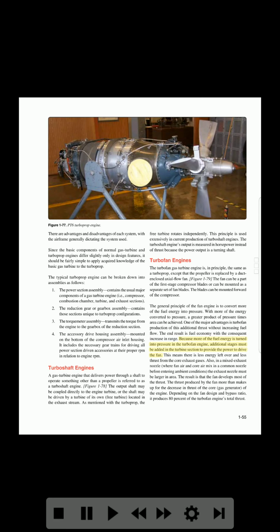Additional stages must be added in the turbine section to provide the power to drive the fan. This means there is less energy left over and less thrust from the core exhaust gases. Also, in a mixed exhaust nozzle, where fan air and core air mix in a common nozzle before entering ambient conditions, the exhaust nozzle must be larger in area. The result is that the fan develops most of the thrust. The thrust produced by the fan more than makes up for the decrease in thrust of the core gas generator of the engine. Depending on the fan design and bypass ratio, it produces 80% of the turbofan engine's total thrust. 1-55.